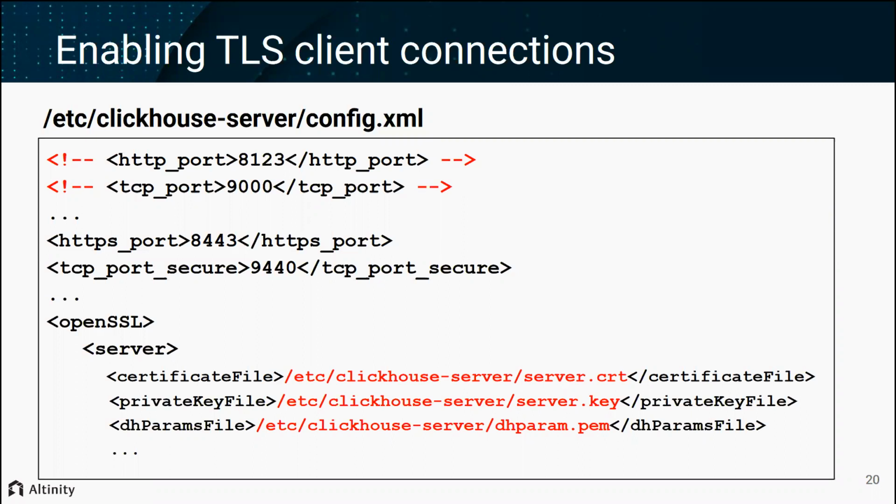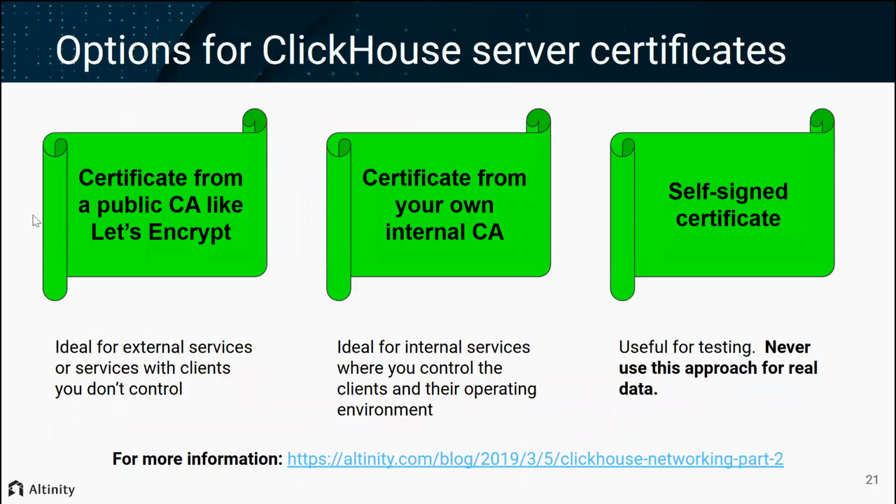Another thing you have to do is supply Diffie-Hellman parameters. These are optional, but fairly easy to create. You can read the instructions in the config.xml. So we're going to need to fill this information in. So the big topic is how to get your server certificates. And for ClickHouse, there's basically three options that we see people using.